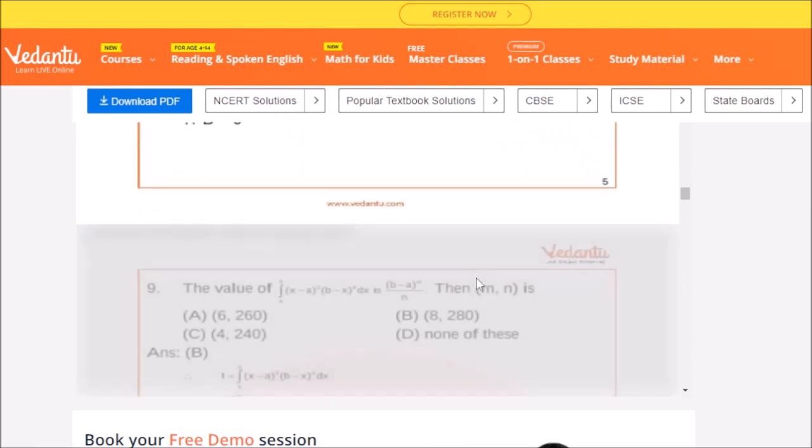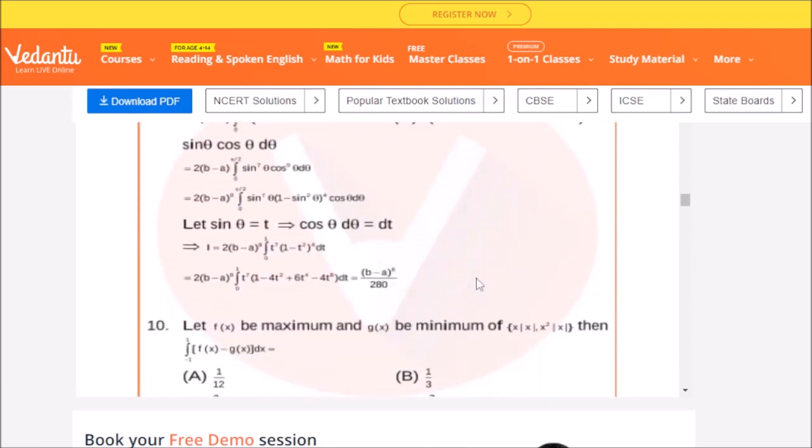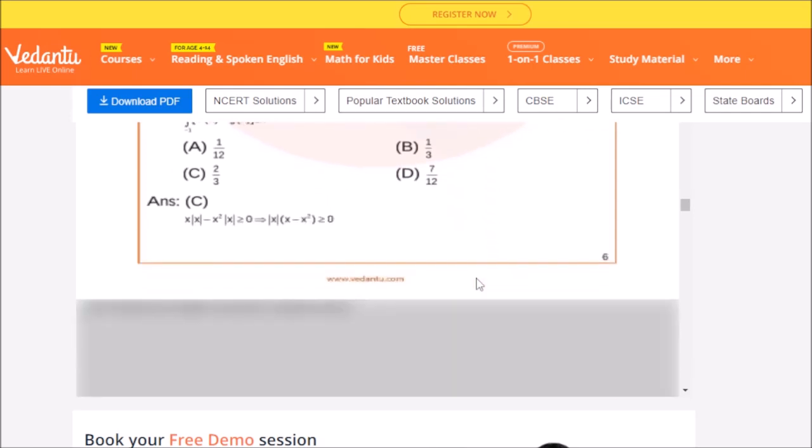I don't want to do that. I definitely don't want to do that. Don't want to do that either. Look how nasty that is. I don't want to find the maximum nor the minimum.